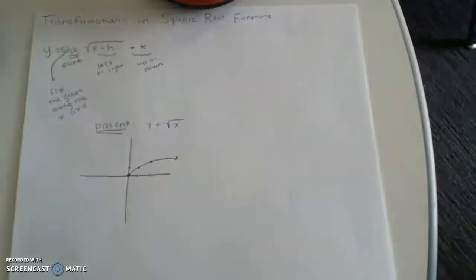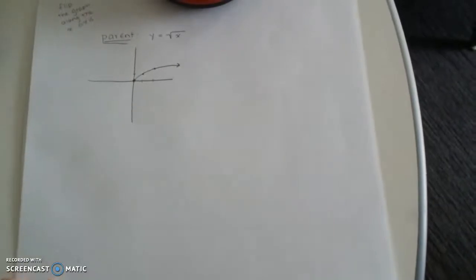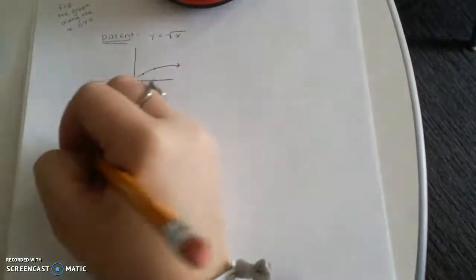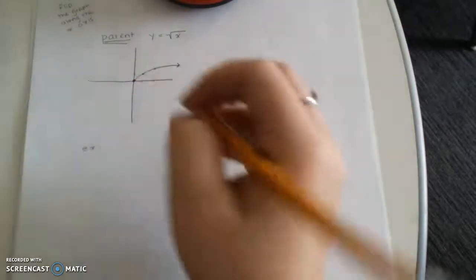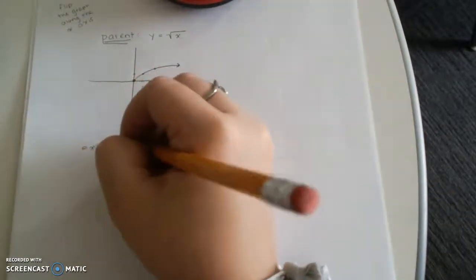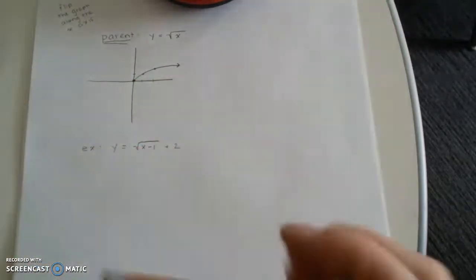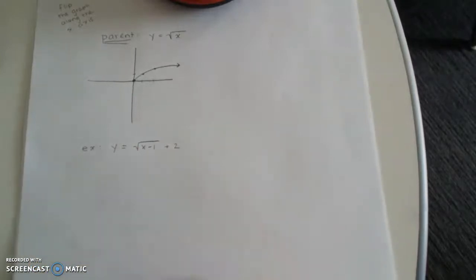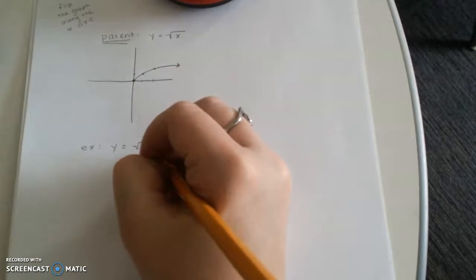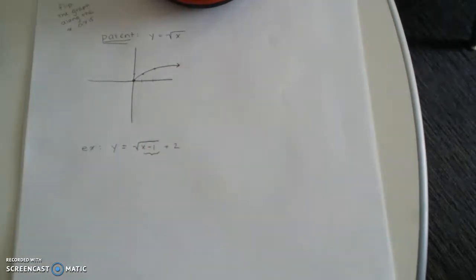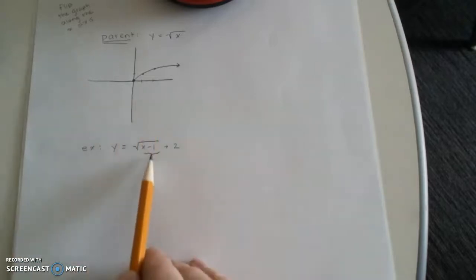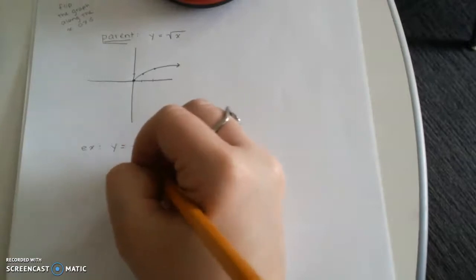But when we add stuff to our function, it's going to change what it looks like. So let's take the example of y equals square root of x minus 1 plus 2. We're going to apply the same exact rules that we did to absolute value functions to our radical functions, or our square root functions. This number tells me left or right. And it's going to be the opposite of what we think it is, just like absolute value functions. So this is going to cause me to shift right 1.